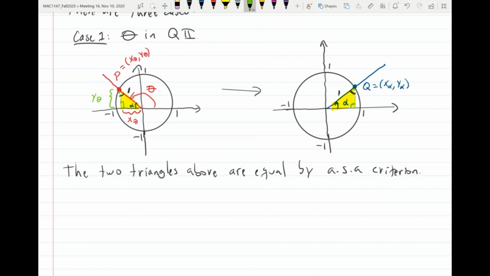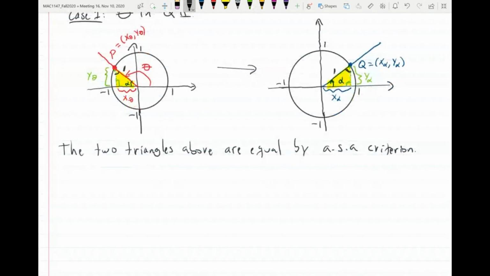Right? Now let's go to the other triangle. So what do we have here? Along the x-axis right here, this is going to be x alpha, and then this opposite side here is going to be y alpha. Okay? So by the equality of triangles, what can we deduce? From here it follows that y theta is the same as y alpha.